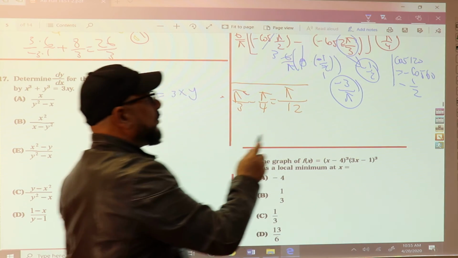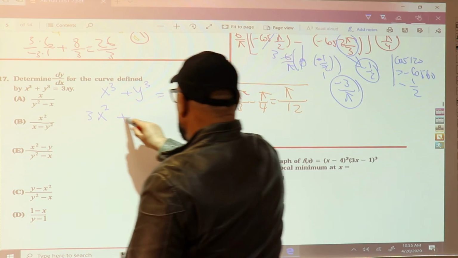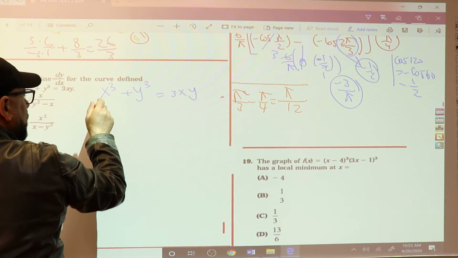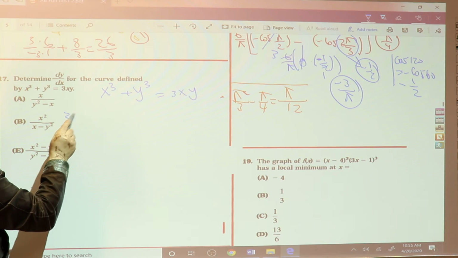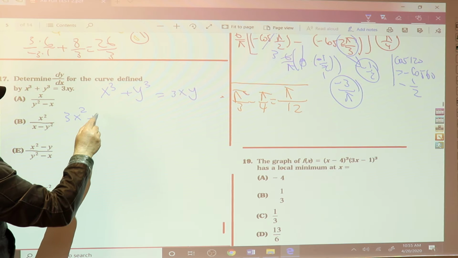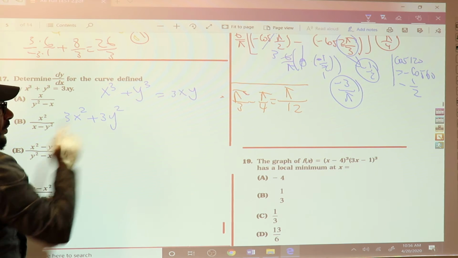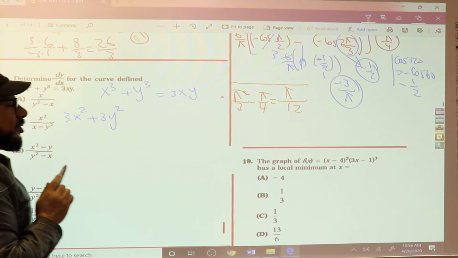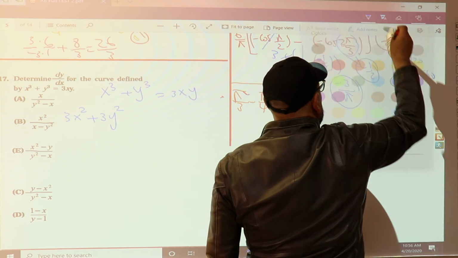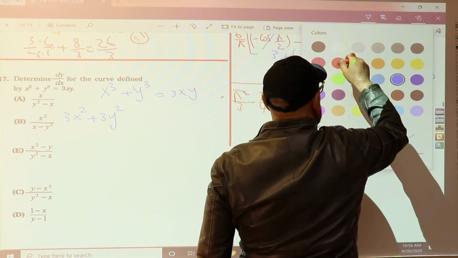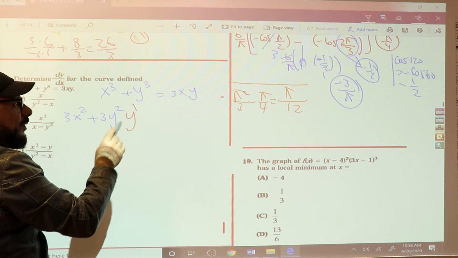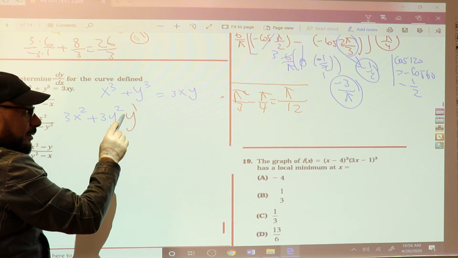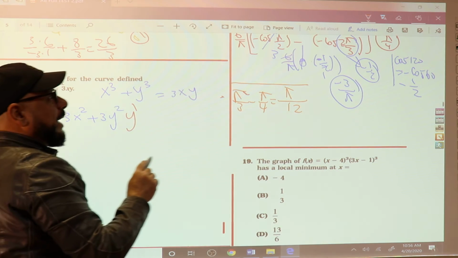I'm going to start from the beginning because I need more space later on. Okay, 3x squared. Okay, 3y squared. Stop, stop, stop. When you derive the y, stop. I repeat this too many times to remember. Y prime. Every time I derive the y, I multiply by y prime.